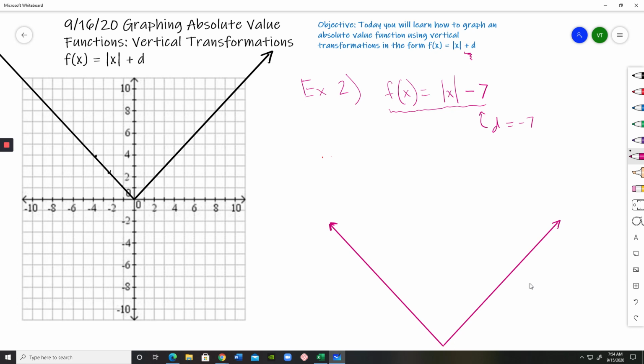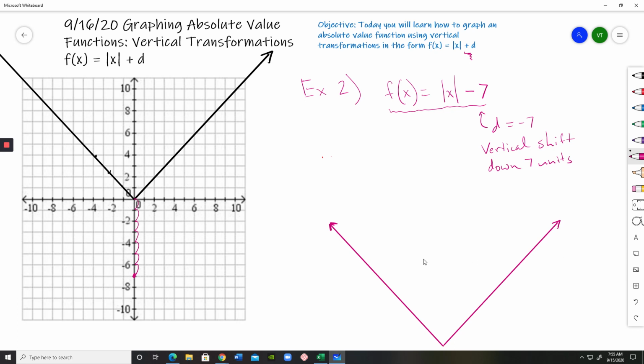What's that going to do? That is going to cause a vertical shift down 7 units. All that's going to do to our parent function is take it from where it is and move it down 7 spaces. So taking our vertex, I'm going to go down 1, 2, 3, 4, 5, 6, and 7, and this is going to be our new vertex.